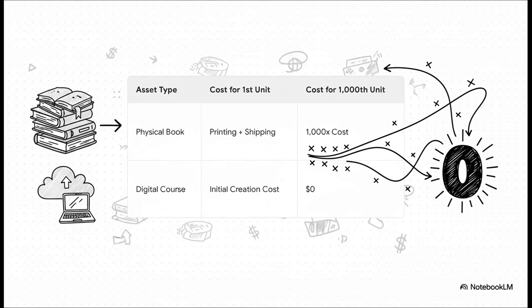It's kind of mind-blowing. Think about a physical book. To sell one copy, it costs you money to print. To sell 1,000, well, it costs you 1,000 times more in printing. Simple enough. But now look at the digital course. The cost to sell to your very first customer is the exact same as the cost to sell to your 1,000th customer. And what does that cost? It's zero. It costs absolutely nothing to make another digital copy.